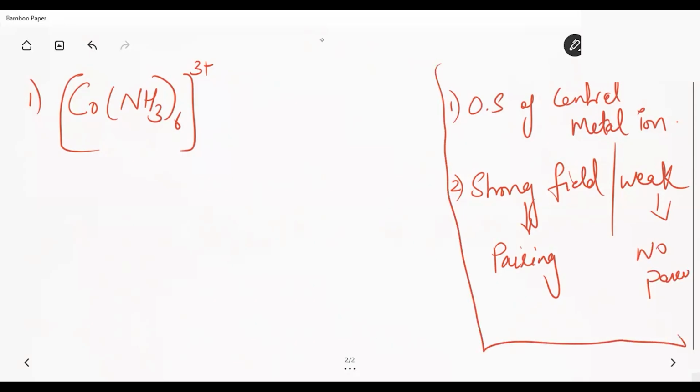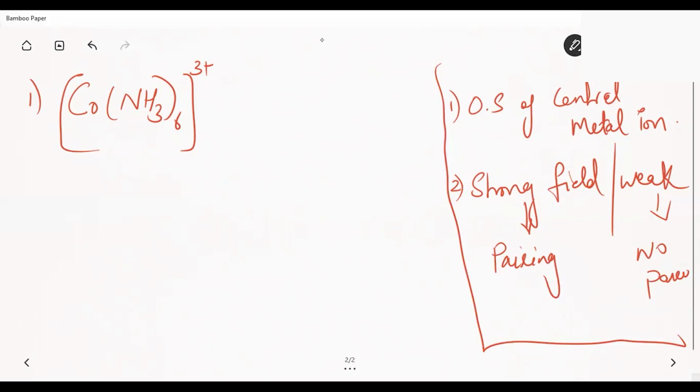So what is first? You have to find the oxidation state of the central metal ion and check whether the ligand is a strong field ligand or a weak field ligand. If the ligand is strong field, automatically pairing will take place. And if it is a weak ligand, there is no pairing.